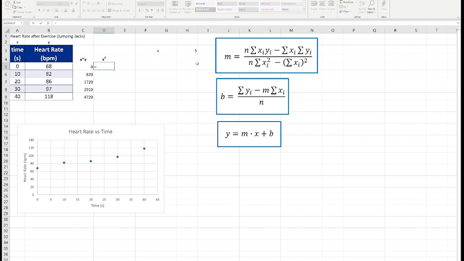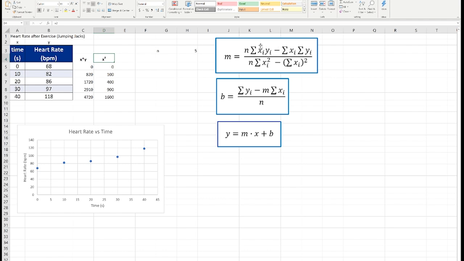So I'll do equals. I'll click my first x cell, and then I'll do the caret, which is shift 6, squared. Hit enter. 0 squared is 0, so that makes sense. I'll drag it down, and then I can click on 10 squared, which is A6 squared, and that's correct. 30 squared, which is A8 squared. And so I'm feeling confident that my x's times y's are right and my x squareds are correct.